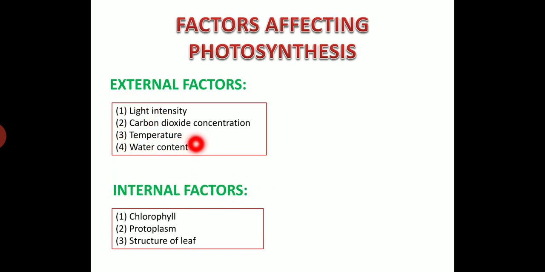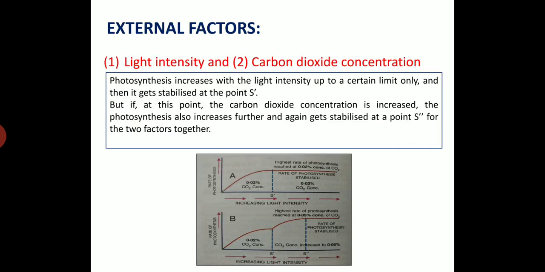External factors include the light intensity, carbon dioxide concentration, temperature, water content. All these factors are present in the environment. Whereas internal factors include chlorophyll, protoplasm, the structure of leaf, all these factors are present inside the plants, right? So first we will see the external factors. First, we will know about the light intensity and carbon dioxide concentration.